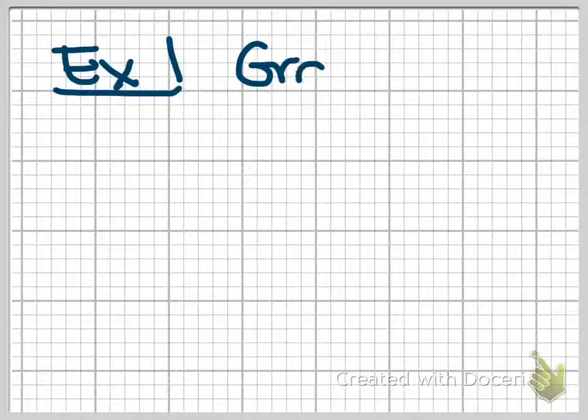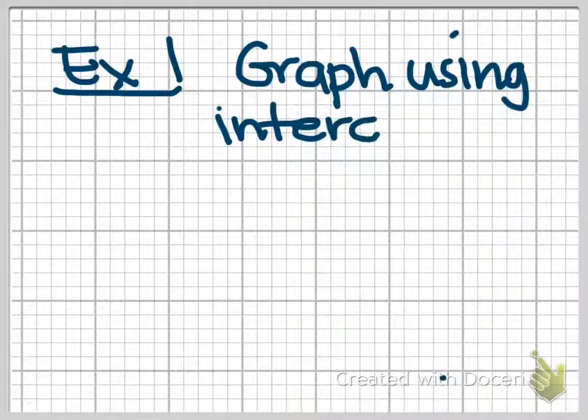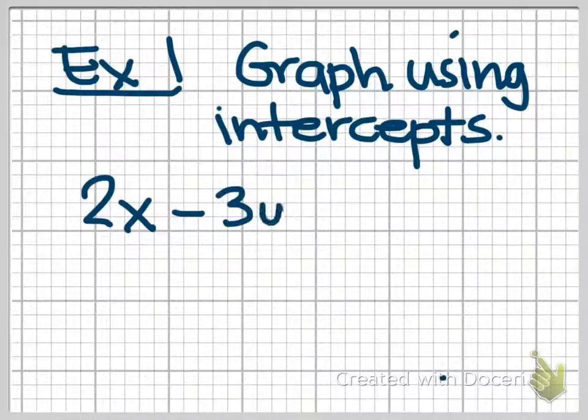Alright, so how do we do a problem like graphing using intercepts? Okay, so we'll do an easy problem. For example, 2x minus 3y equals 6.